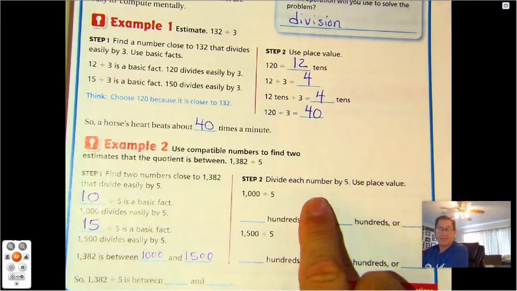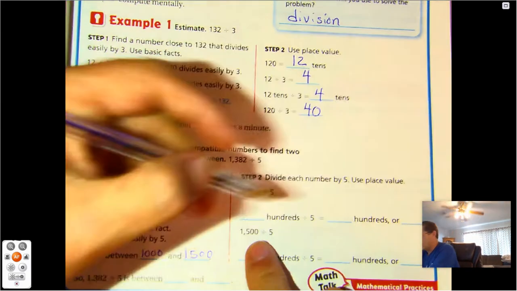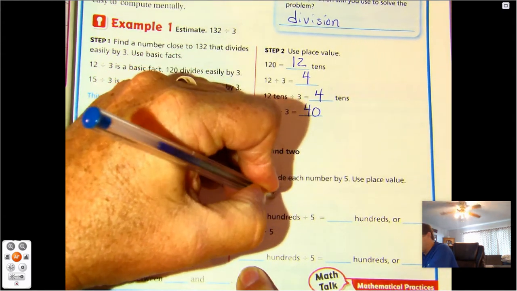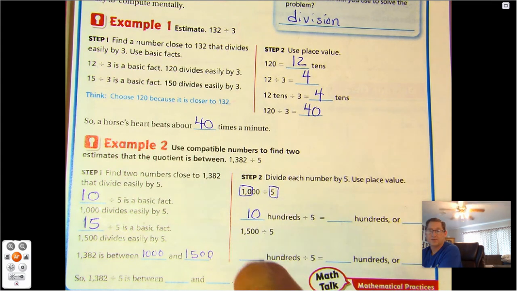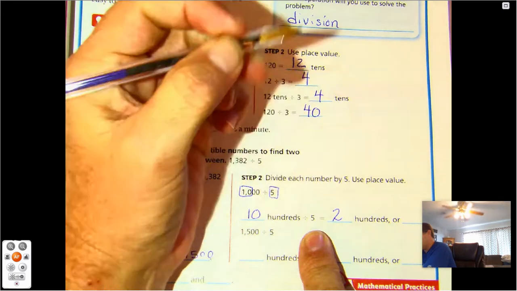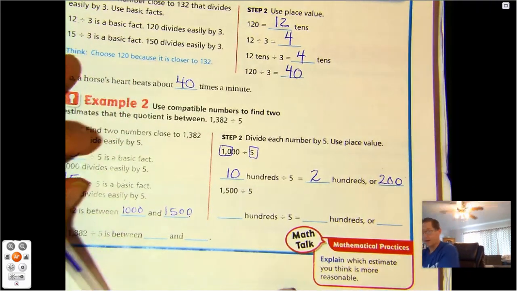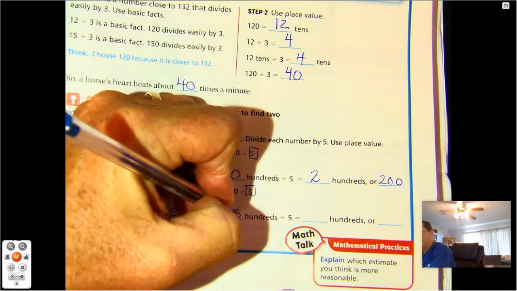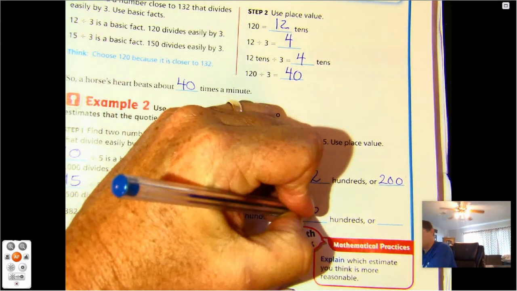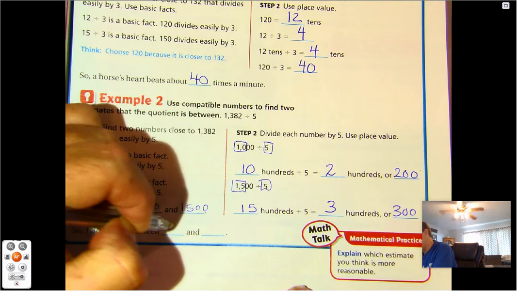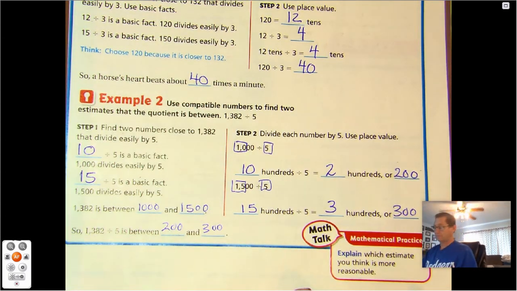Then step 2, we're going to divide each of those numbers, our basic math facts, by 5. We're going to change the 1,000 into 10 hundreds. From our previous lessons, we're just looking at the basic math fact, 10 divided by 5. So I'm going to rewrite the 1,000 as 10 hundreds. 10 divided by 5 is 2 hundreds, or 200. 1,500 divided by 5 would be 15 hundreds divided by 5, and 15 divided by 5 is 3. So 3 hundreds, or 300. So 1,382 divided by 5 is between the quotients 200 and 300. Again, we're just estimating.